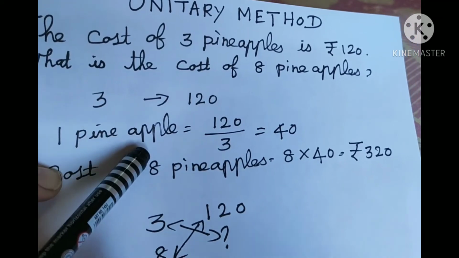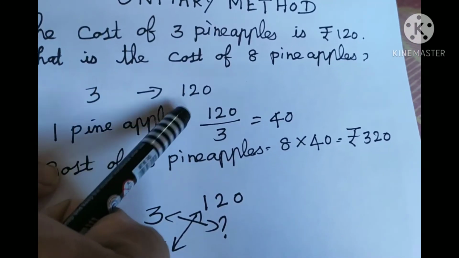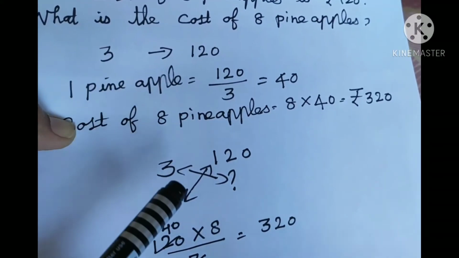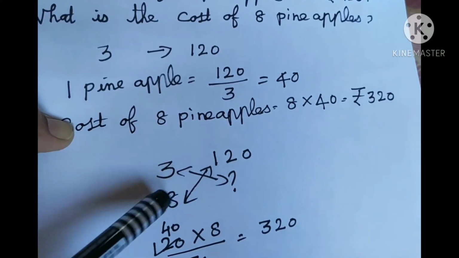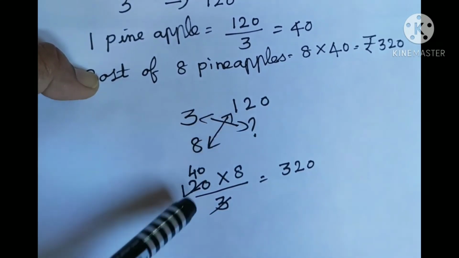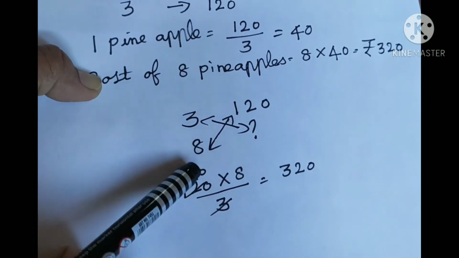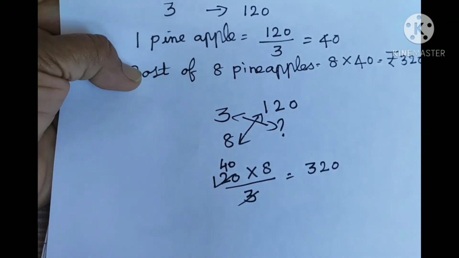Finding the cost of 1 and then finding the cost of 8, that is said to be the unitary method. This also you can use, and the ratio method, that is 3, 120, 8, how much? So 8 multiplied by 120 upon 3, opposite to the question mark has to be written down. So 40 multiplied by 8 is equal to 320.